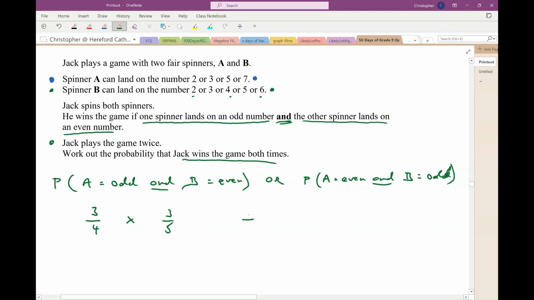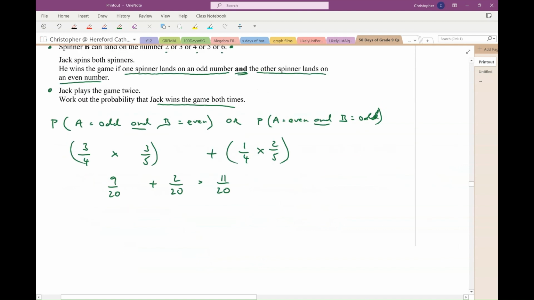But he could also win if A is even. Well, A being even is going to be 1/4, and B being odd is going to be 2/5. So if I work out each of those, top times top, 9 over 20, plus bottom times top, 2, bottom times bottom, 20. Look at that. So the probability of him winning a game is 11 out of 20.